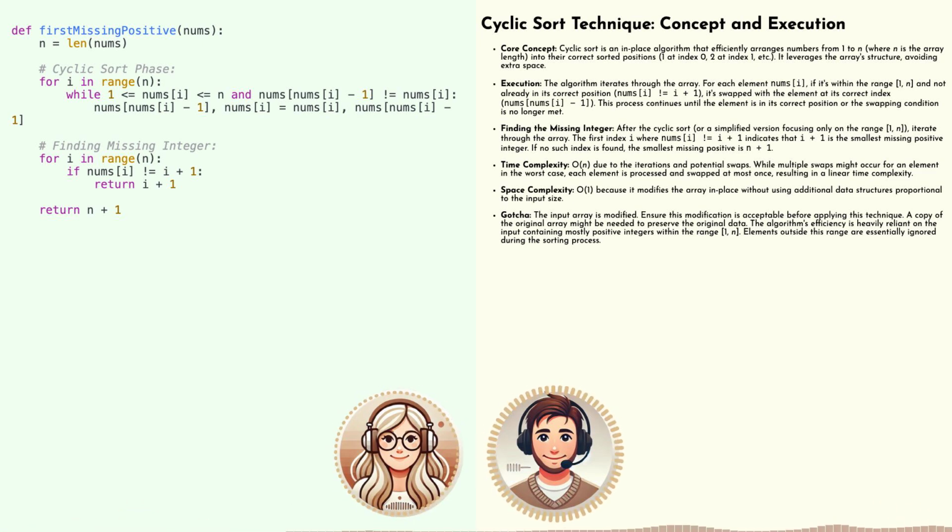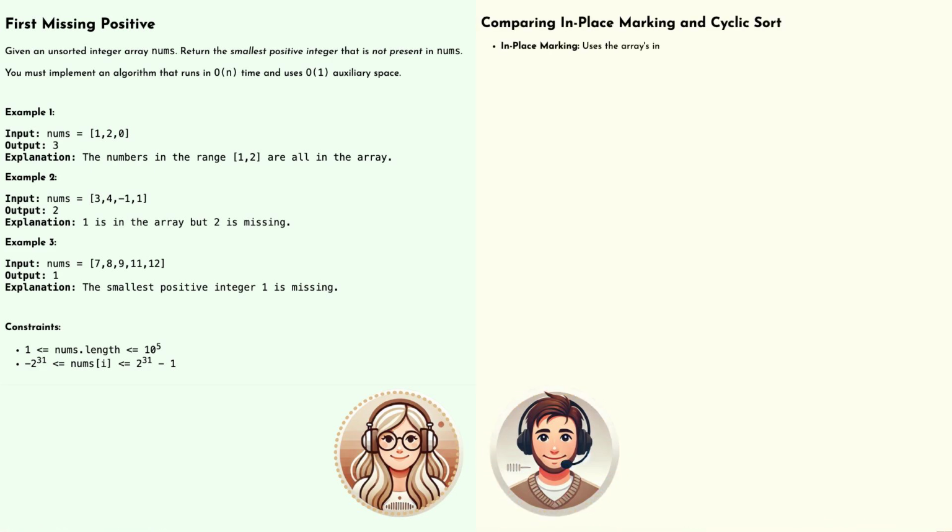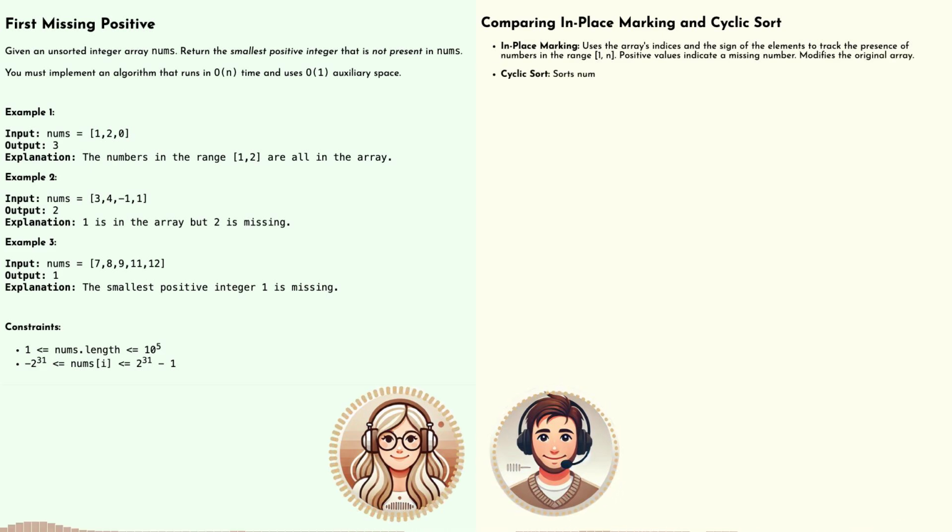And what if, somehow, the array is perfectly sorted after our cyclic sort? Then we know all the numbers from 1 to n are present, and our missing positive integer is simply n plus 1. Cyclic sort seems very elegant. How does it compare to in-place marking in terms of efficiency?